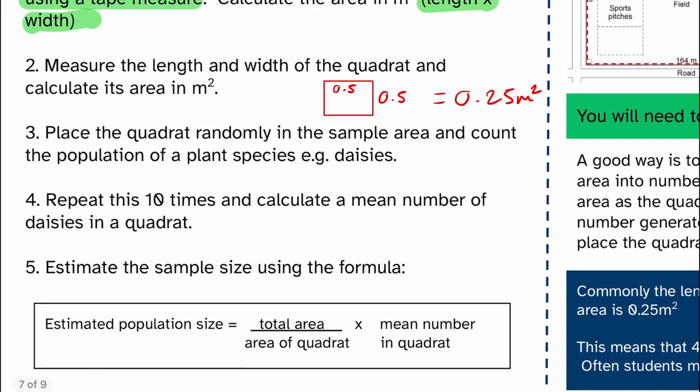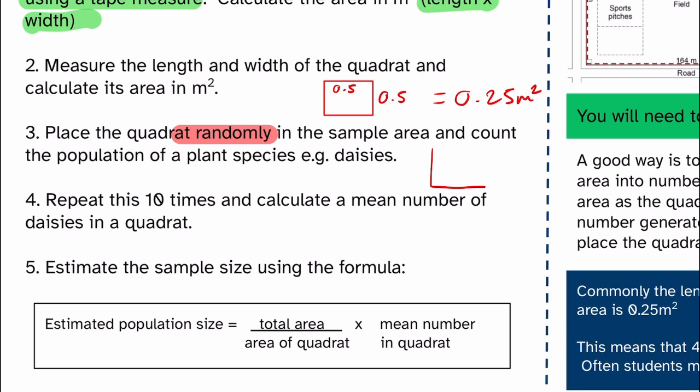Place the quadrat randomly in the sample area and count the population of species, e.g. daisies, right? It is so important that you use the word randomly. Now, in your method, you do not need to explain how you are going to place it randomly. It wouldn't be a bad idea to, but you don't need to get into too much detail, okay? But you might get asked about it, so I'm going to get into that in a little bit. So place the quadrat randomly in the sample area and count the population of plant species, e.g. daisies.